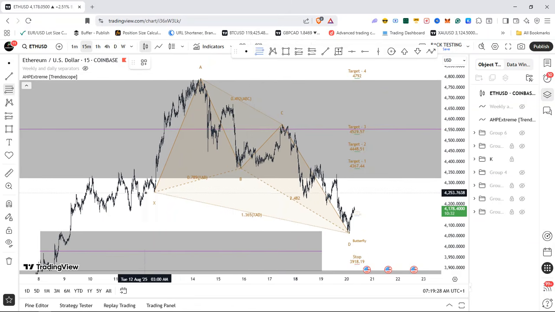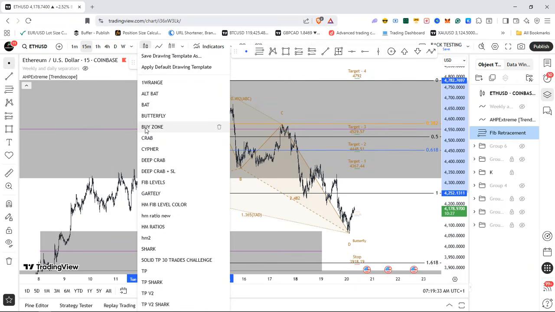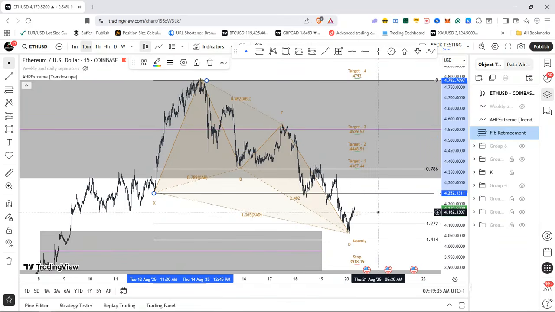So what you have to do now is take the measurement to know if this is a valid butterfly pattern. We're looking at 1.272 and 1.414.